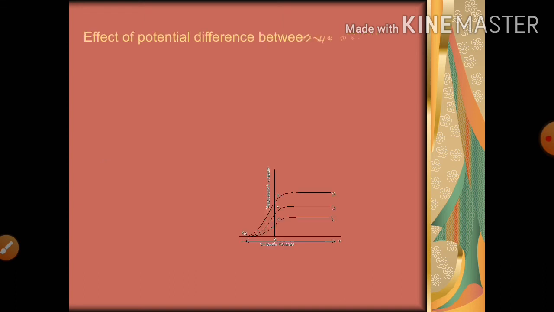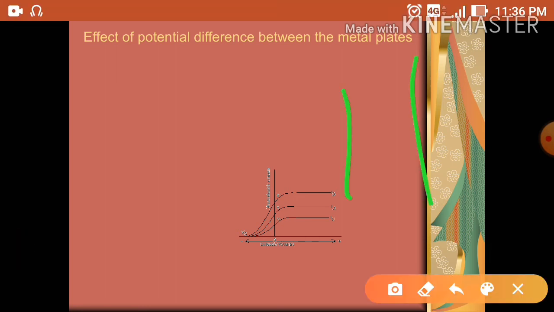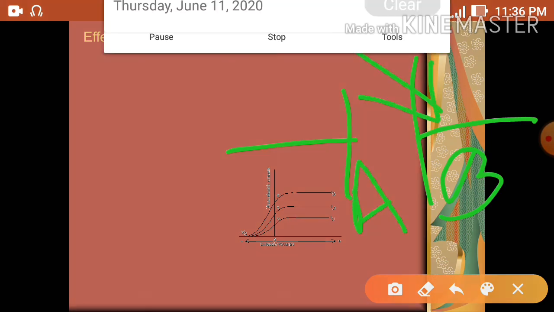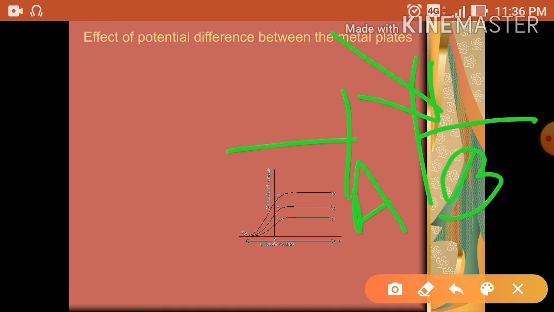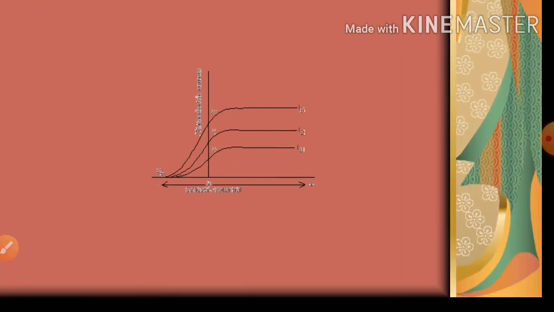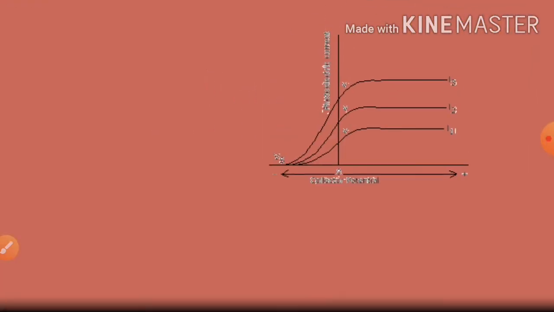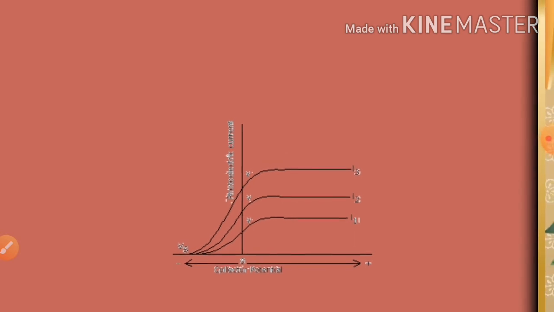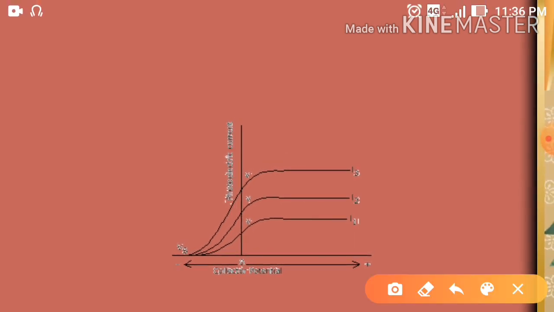Now, effect of potential difference between the metal plates. We have seen the metal plates like this, B and this is A. We have emitted the light from here and electrons are emitted from here. So what is the effect of potential difference between the metal plates? This is the graph, and I'm going to explain it. This is the current and this is the potential difference.